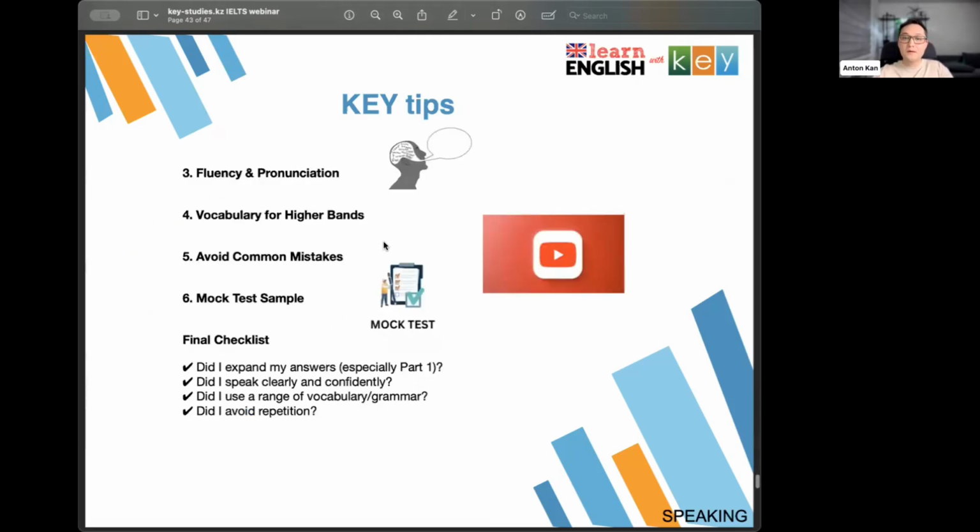Fluency and pronunciation. So speak at a natural pace, not too fast, not too slow. Try to stress keywords. For example, the most important factor. Use contractions, shortened versions of some collocations. For example, I'm instead of I am for a natural flow.